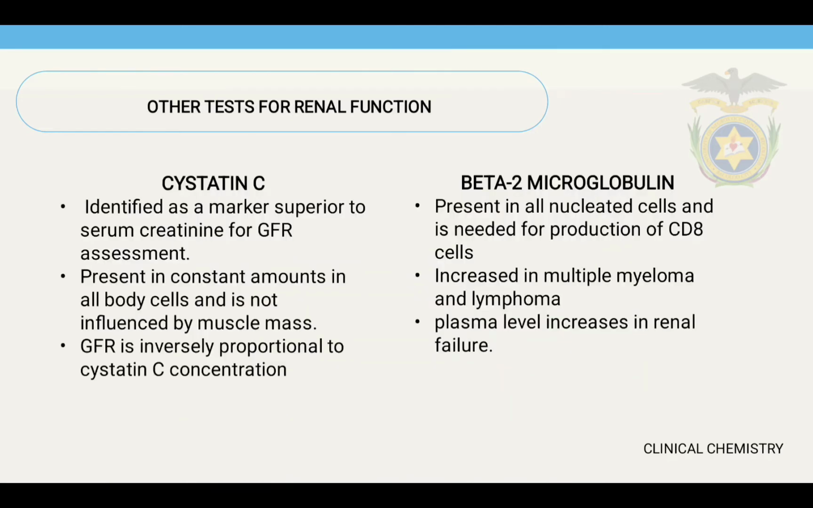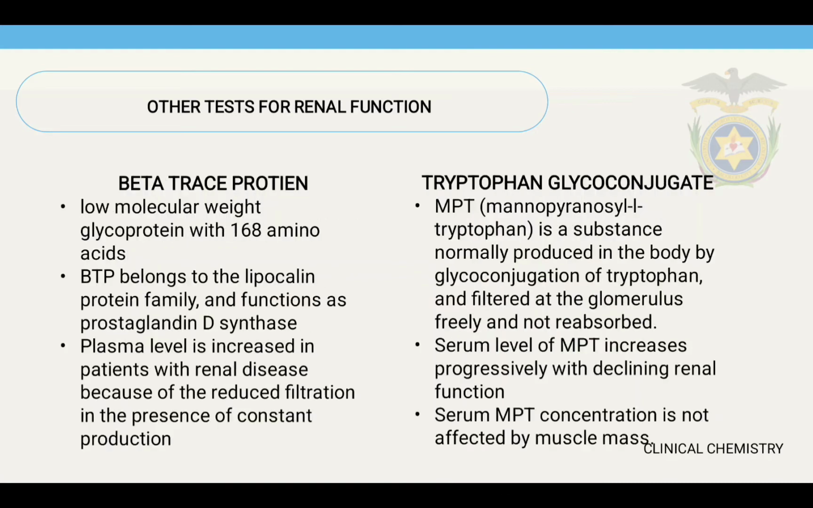So the other tests for renal function are your cystatin C, which has been identified as a marker superior to serum creatinine for GFR assessment. It is present in constant amounts in all body cells and is not influenced by muscle mass. GFR is inversely proportional to cystatin C concentration. Next, you have your beta-2 microglobulin, which is present in all nucleated cells and is needed for the production of your CD8 cells. In cases of multiple myeloma and lymphoma, your beta-2 microglobulin is increased, and plasma level increases in renal failure.